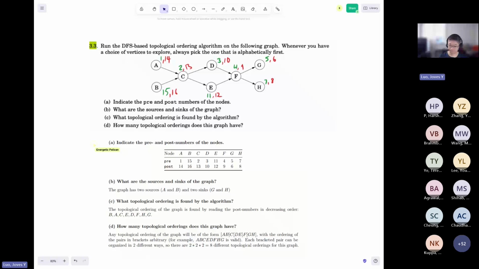No? Good job. Okay. B, indicate what are the sources and sinks of the graph.